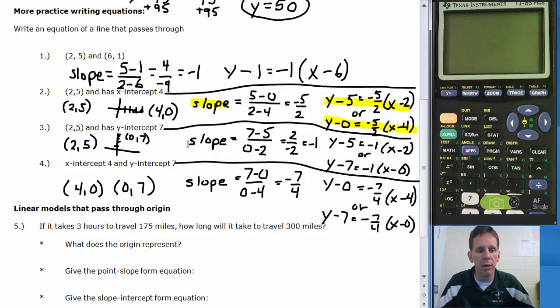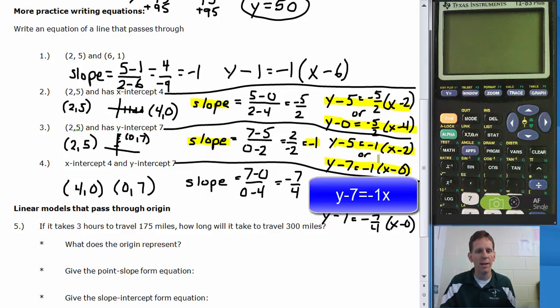For number 3, we calculate the slope right here. The slope is equal to 2 over negative 2, or negative 1. So when you write your equation, again, 2 options. You can either say y minus 5 equals negative 1 parentheses x minus 2, or y minus 7 equals negative 1 parentheses x minus 0. Again, x minus 0 is the same thing as x. So if you said y minus 7 equals negative 1x without the parentheses, that's fine.